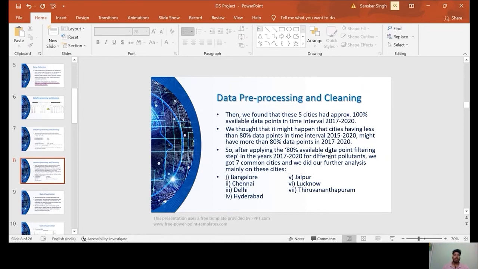There might have been a few cities that could have more than 80% available data in the range of 2017 to 2020, but running the filter function in the interval 2015 to 2020, these cities were removed. So we run the code again to filter out cities that have more than 80% available data points in the interval 2017 to 2020. In this way, we finally obtain 7 cities which have data for all pollutants except xylene, over which we perform future analysis. Now I am handing over to Sasiranjan Kumar to explain the data visualization part.